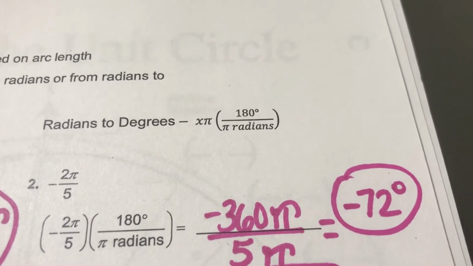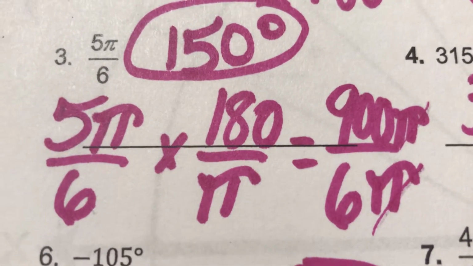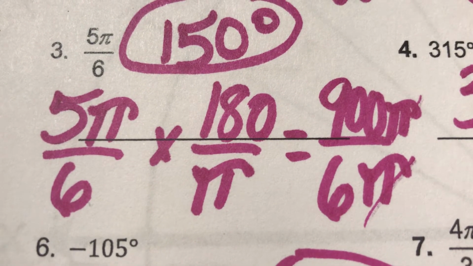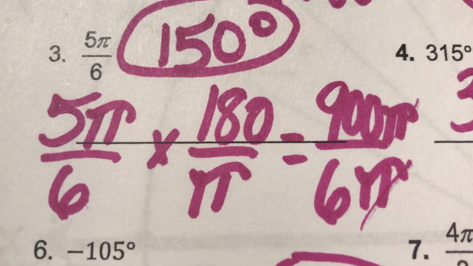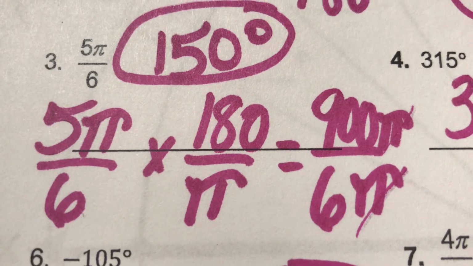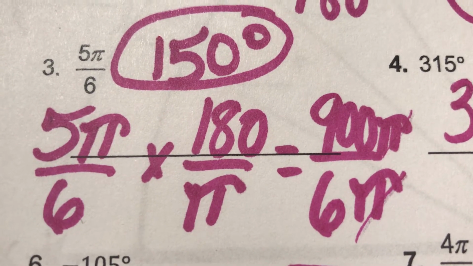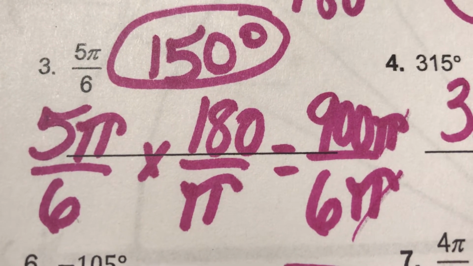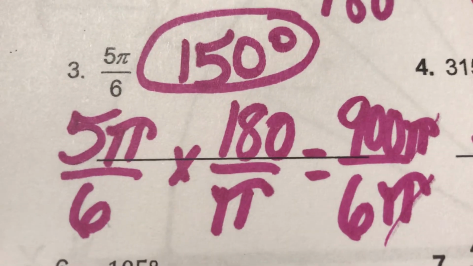All right, number 3 is in radians. If I convert that to degrees, I would multiply by 180 over pi. You may cancel the pi's. You'll end up with 1 on top, 1 on the bottom. 5 times 180 is 900. And the denominator has a 6. 900 divided by 6 is 150 degrees. So 5 pi over 6 in radians is exactly the same thing as 150 degrees.